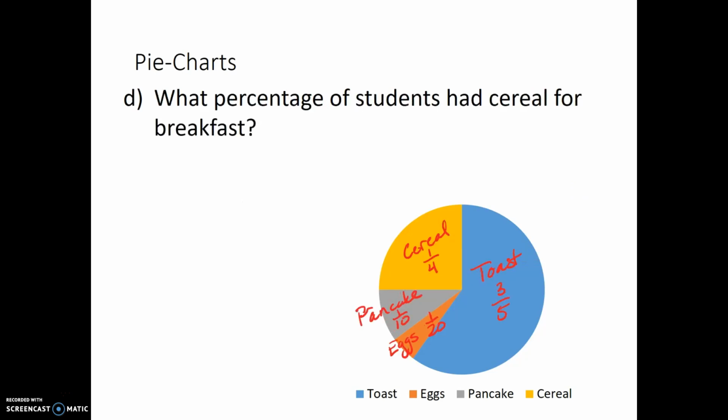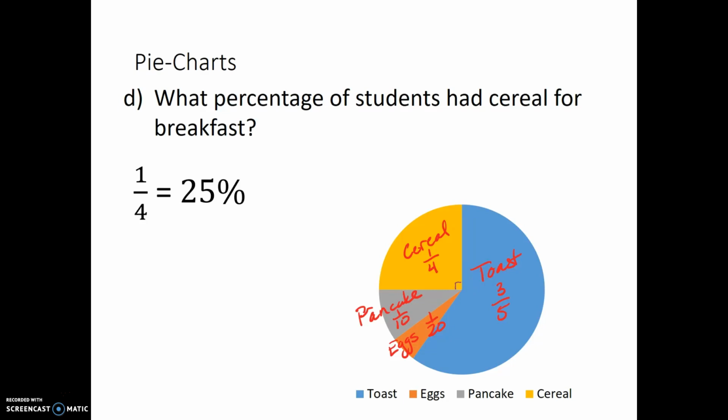Okay, next, it says what percentage of students had cereal for breakfast. Now I need to convert that fraction to a percentage. So you already know that 1/4, or 90 degrees, equals 1/4, which also equals 25%. And that is going to lead us into using circle graphs with percentages in our next few problems.